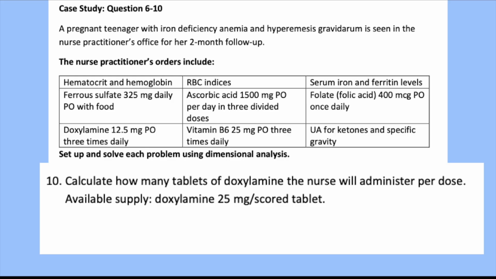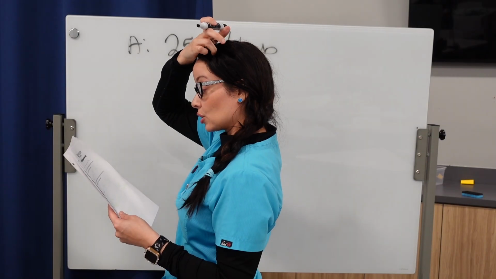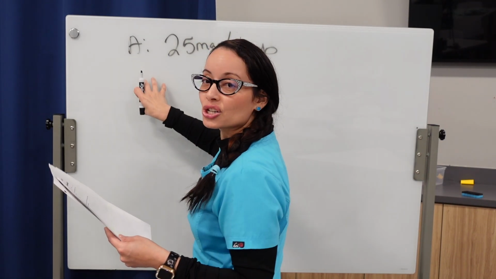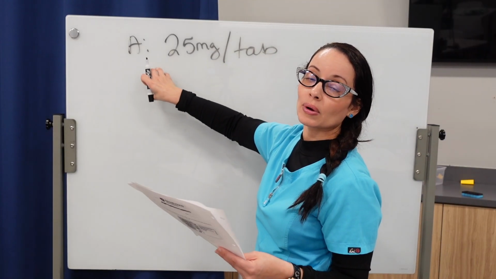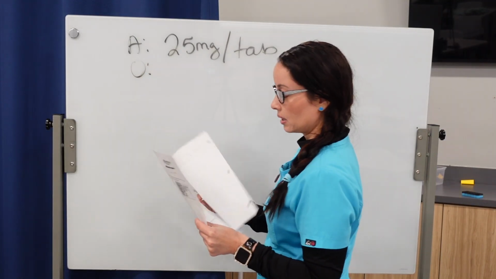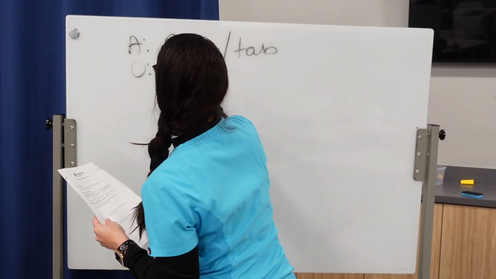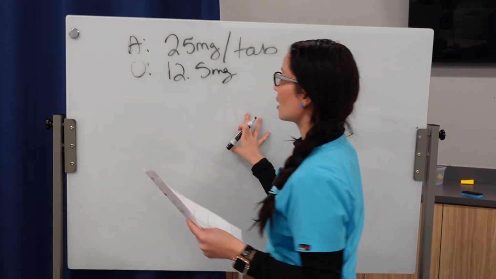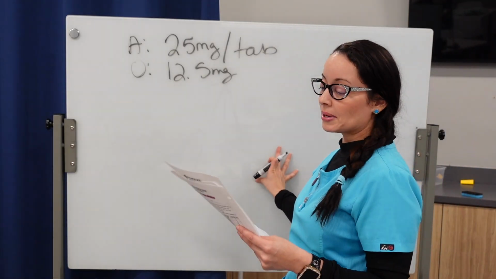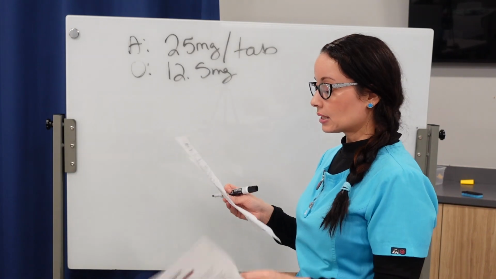The last problem, the available is doxylamine, 25 milligrams per tab. And that's why they make a point of saying it's scored so that you know you're going to split it. I'm not writing the name of the medication just for time purposes, but it's a good idea to write the name of the medication so you don't get confused. And then the order is, on the case study, 12.5 milligrams. Again, you can just eyeball this and say, well, 12.5 plus 12.5 equals 25 milligrams. So this is going to be another half tab answer, but let's work it out.